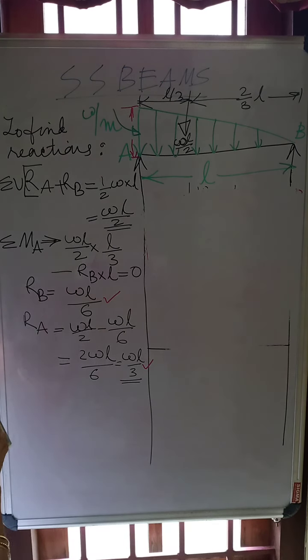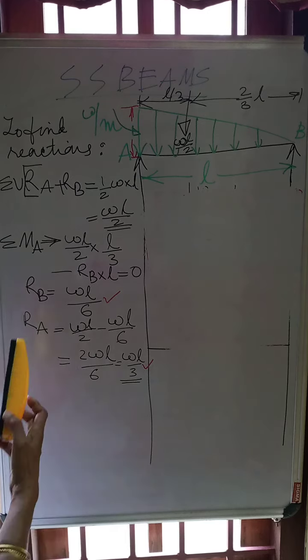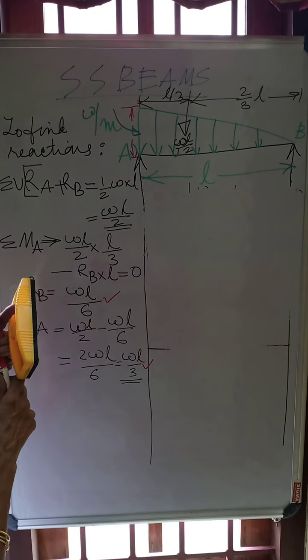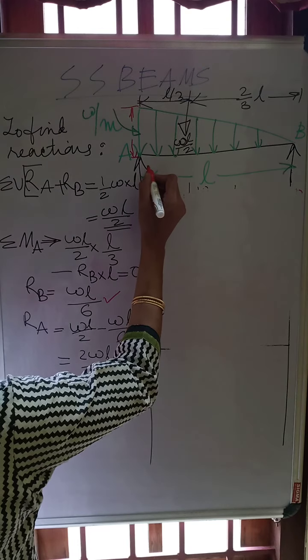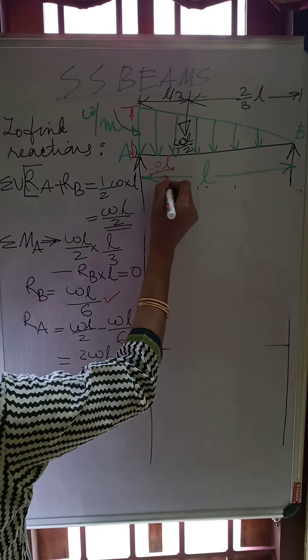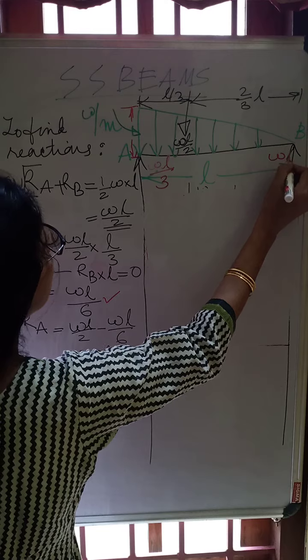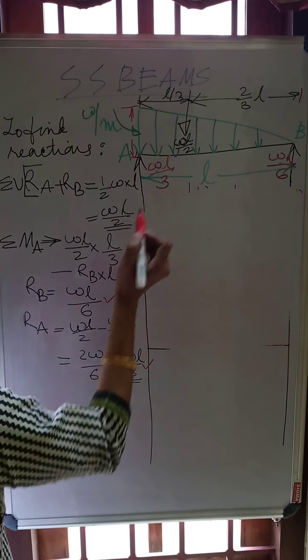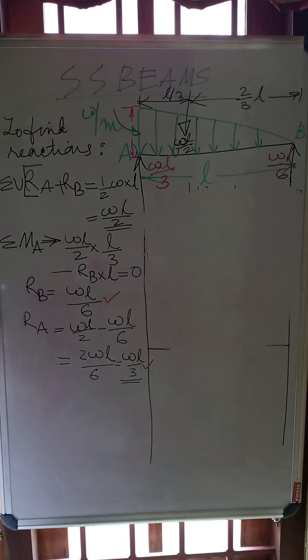Okay, so that finishes finding out the reactions. Now coming back to this, we have got the reactions here. So I will just write down the reactions over here. Ra is WL by 3 and this reaction is WL by 6. Okay, you got the two reactions, WL by 3 and WL by 6.